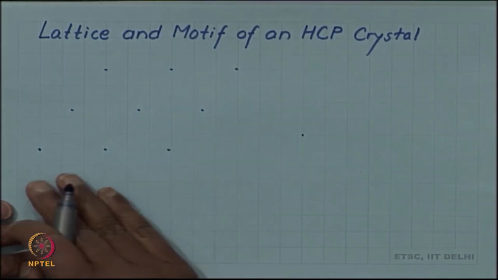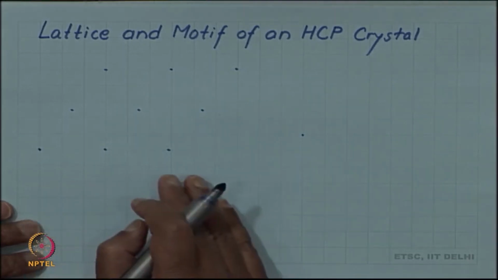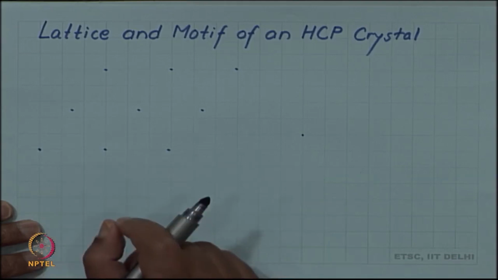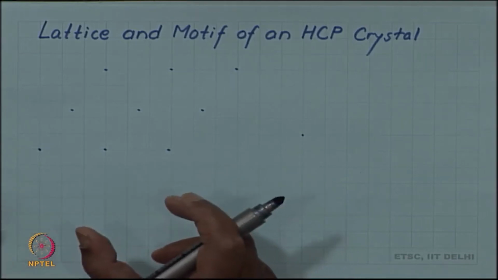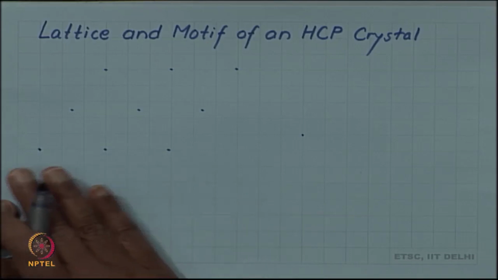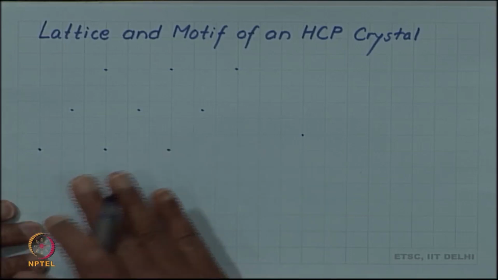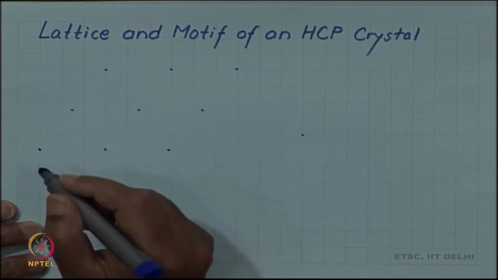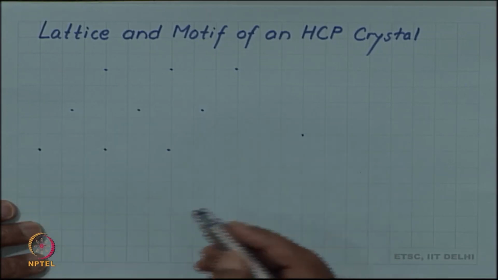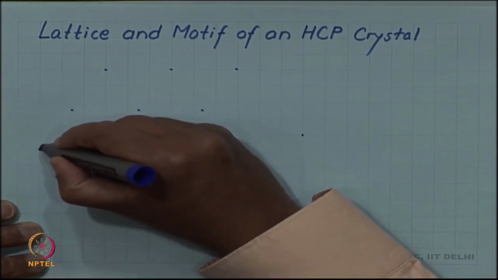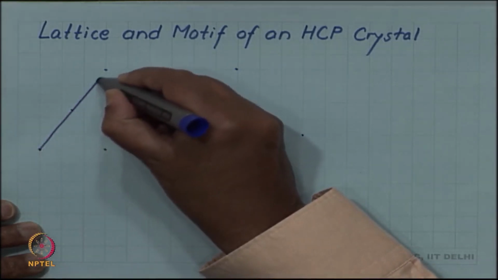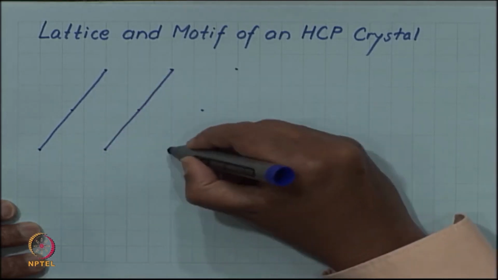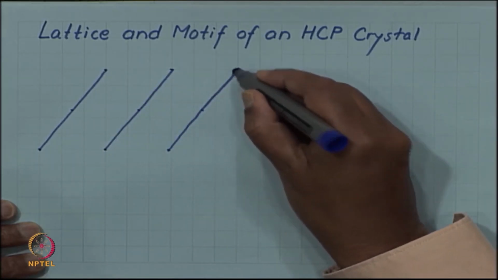So, these are the lattice points in one layer. These are the centers of atoms of the A layer, let us say, and I am drawing it in projection. All the A layers project onto this plane, so all A layer atoms will project exactly at these locations. These are my lattice points. Let me draw the lines joining them to outline the unit cell.